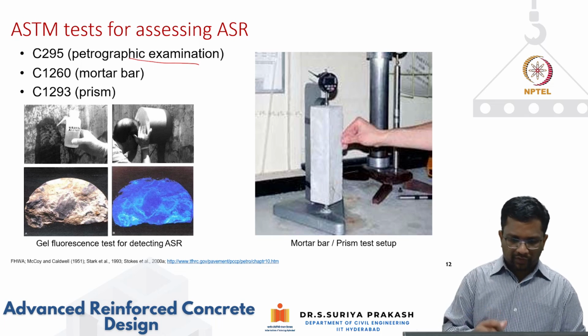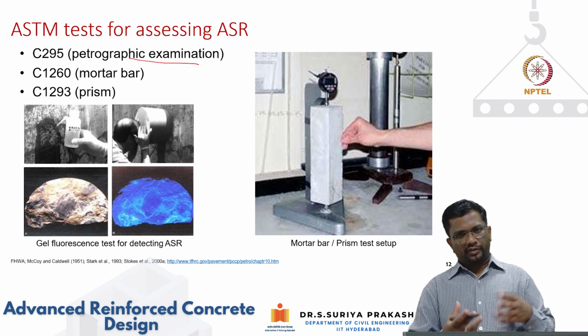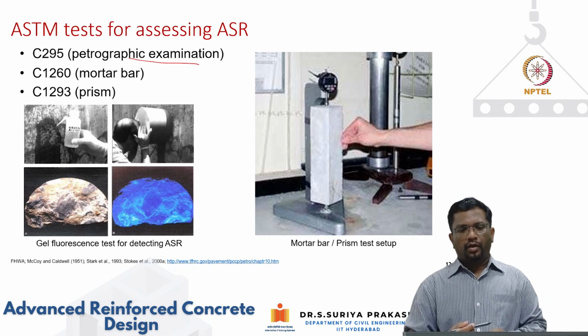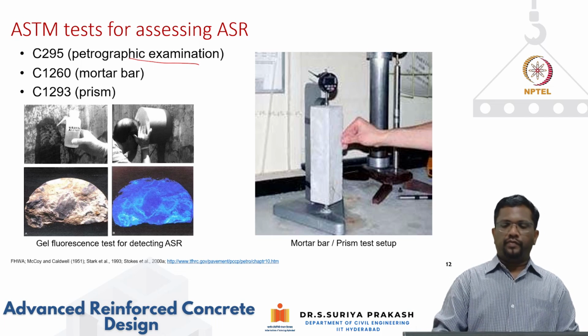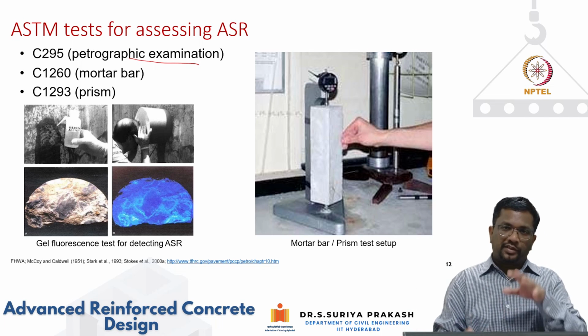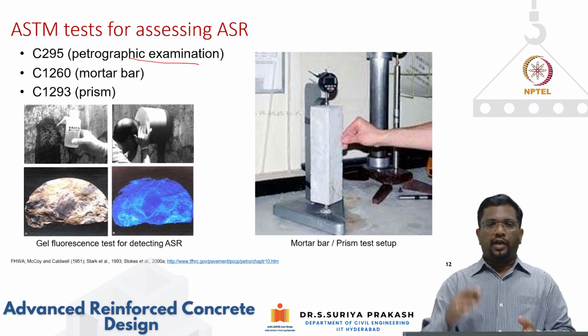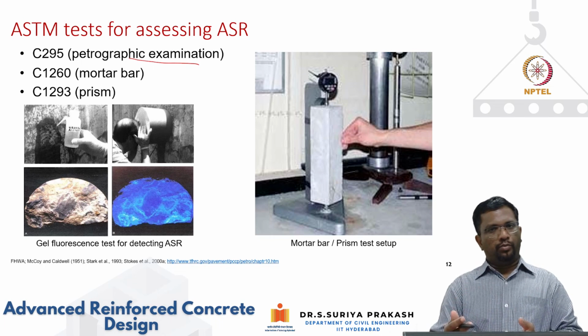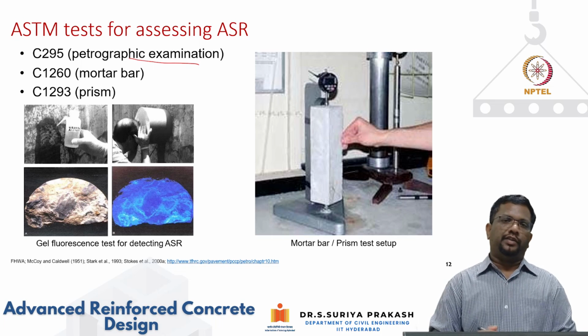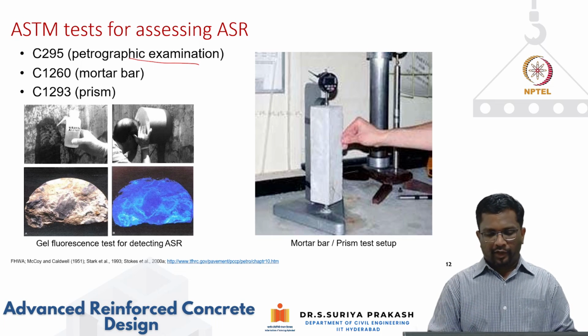Or we make specimens, either cement mortar or concrete prisms, and then we measure the expansion of the prism over a period of time. If this expansion is less than the allowable limit, then we say that the reactive component of the alkali silica reaction is not really a big concern. So these are the test methods recommended by ASTM standards.